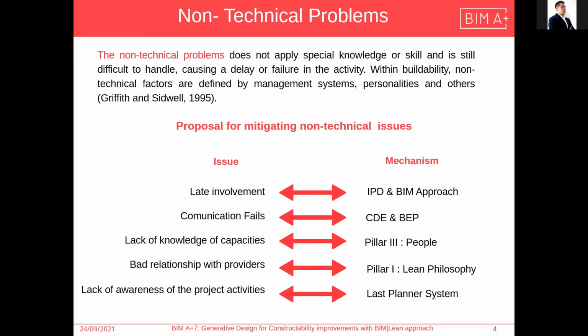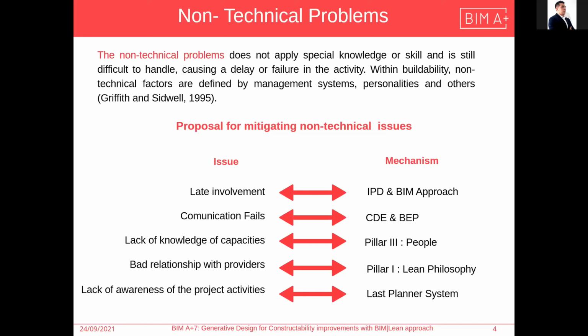In the overview of non-technical problems, we refer to those that don't require special knowledge or skill and are still difficult to handle, causing delays or failure in activities. Griffith and Sidwell, in their book, define non-technical factors like bad management systems, personalities, and others. So we try to correlate these existing issues with the mechanisms that BIM and Lean provide.